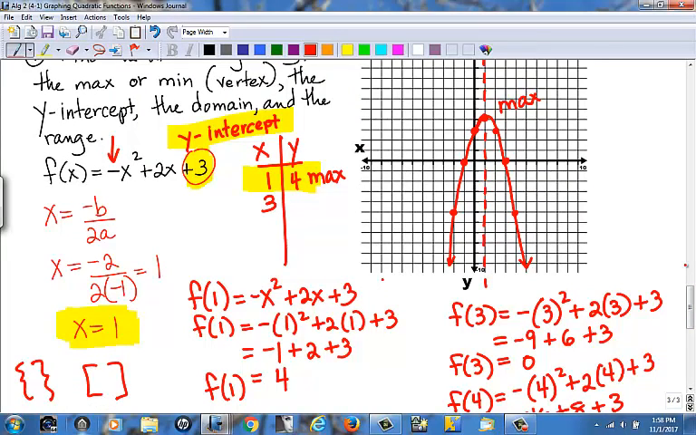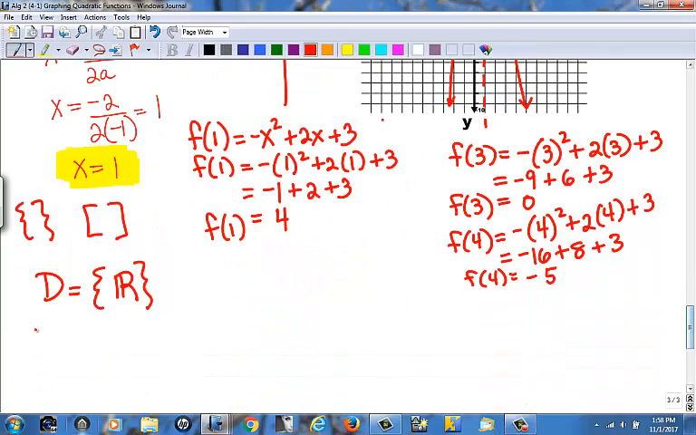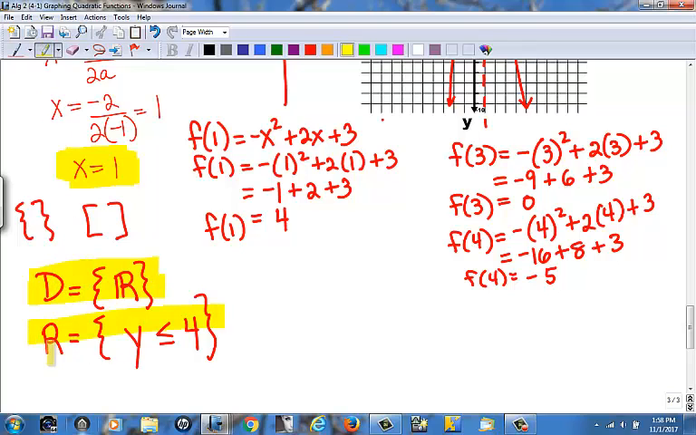Okay, for the range, what you need to look at is your vertex. Your clue is on your vertex. If you look at the vertex, your y value is less than or equal to 4. Good deal. So for the range, y is less than or equal to 4. So when you're doing the range, you're going to look at your vertex. And then you probably want to highlight it to help your grader out. Okay, that's it.